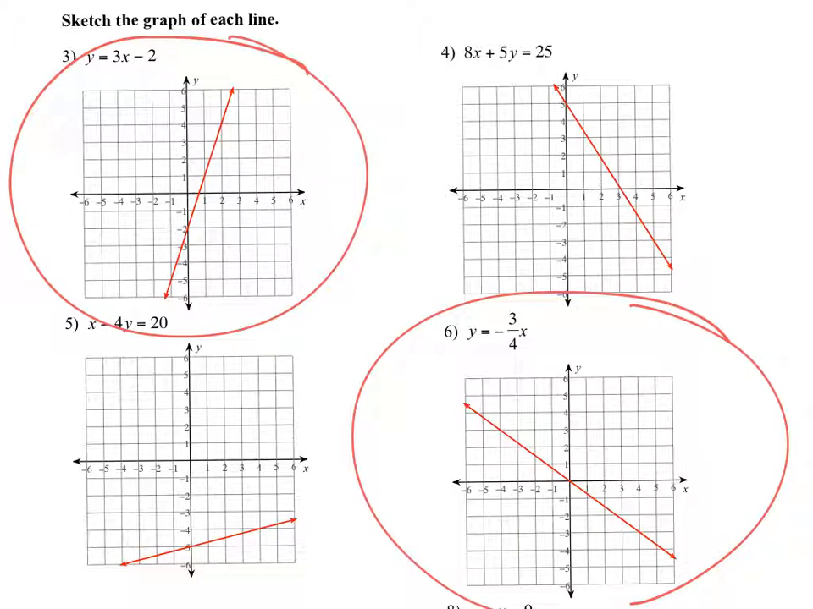So we're going to start, here I started at -2, and then I counted my slope as 3 over 1, so I'm going to go up 3 and over 1, or we can also go down 3 and to the left 1. Similarly on 6, I'm not adding anything out here, so I'm going to start at 0, and my slope is down 3 and right 4, or I can go up 3 and left 4.